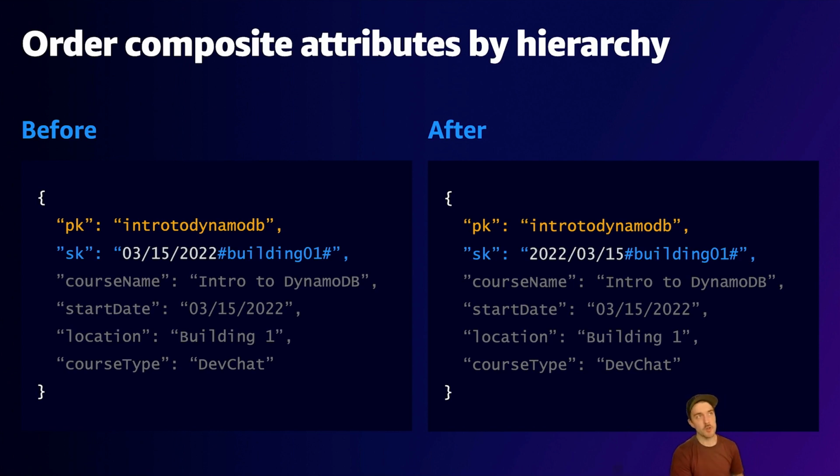Is it more important that we're looking for, or is our common access pattern, is it by looking at courses that are coming up? Or is it by looking at courses associated with building 0-1? In DynamoDB, we have secondary indexes, so we don't have to choose just one. But between those two options, again, we're just talking about one partition sort key here.